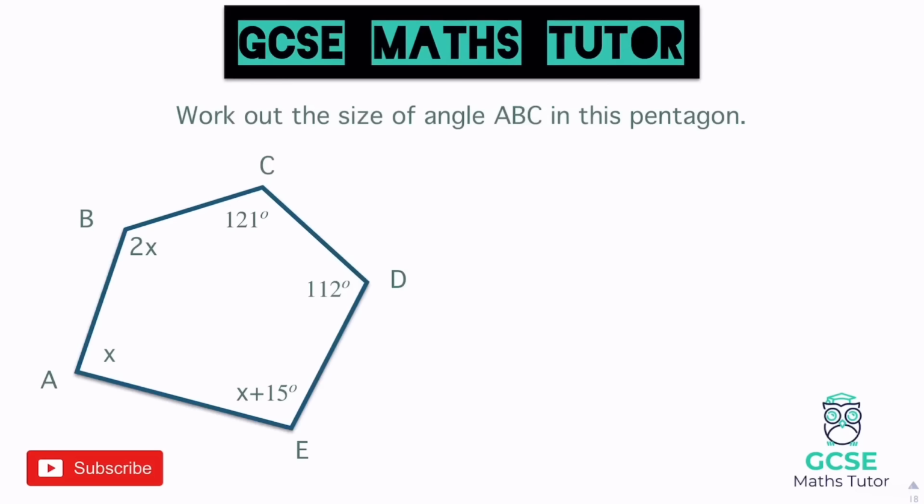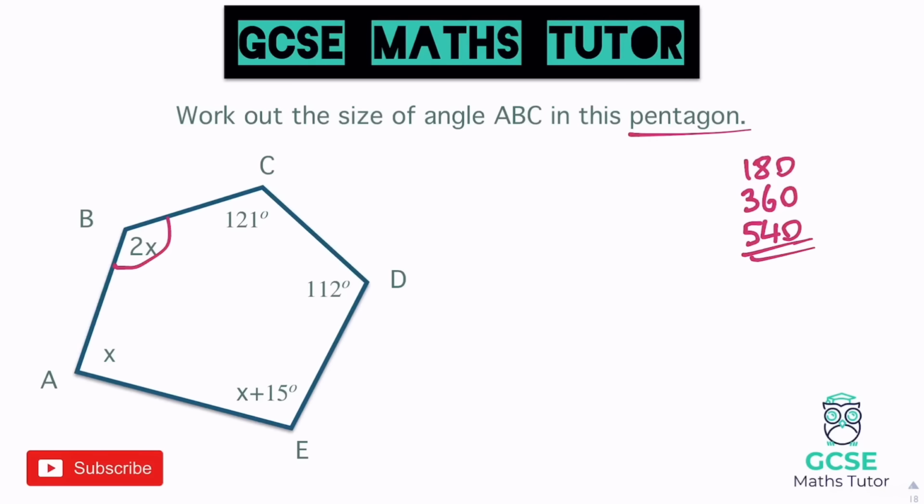Okay, so work out the size of angle ABC in this pentagon. So A to B to C is this angle here, and that's got a 2x in there at the moment. Now it's a pentagon, it doesn't say it's a regular pentagon, it's definitely not because all the angles are different, but we need to know what the angles are in a pentagon this time. So a triangle, remember, is 180, a quadrilateral, we add another 180, is 360, and then a 5-sided shape, we add another 180, which is 540.